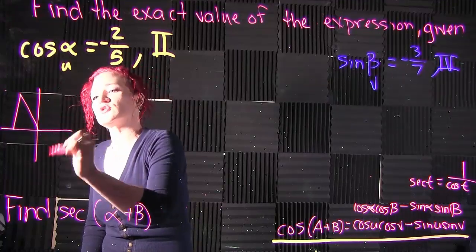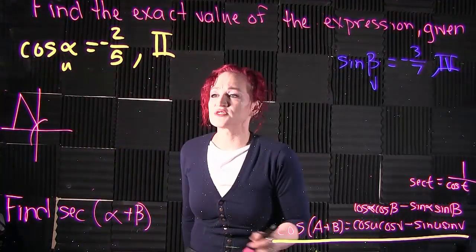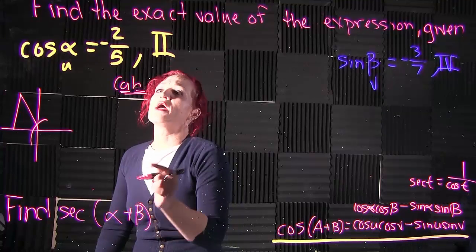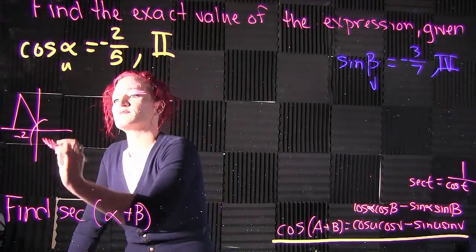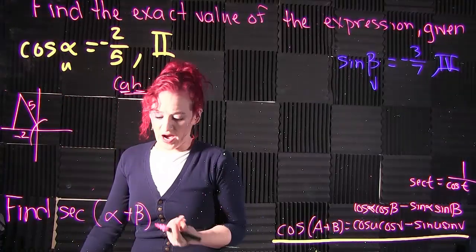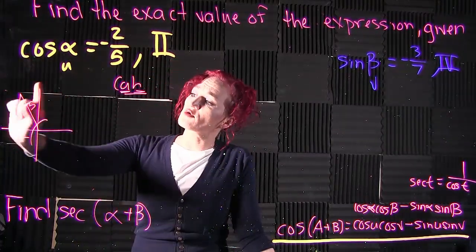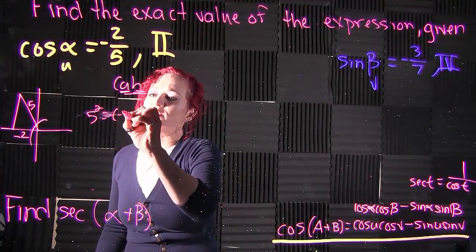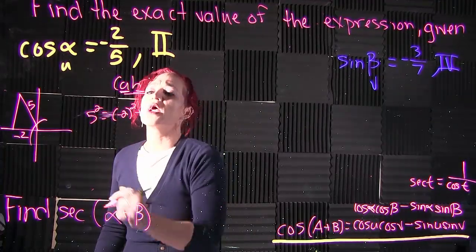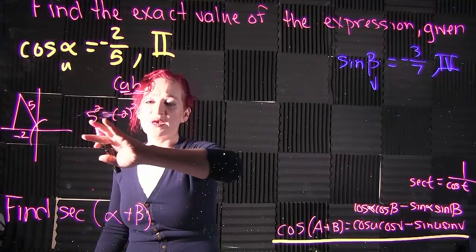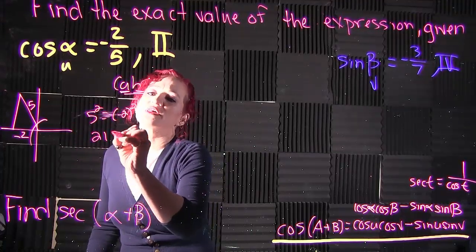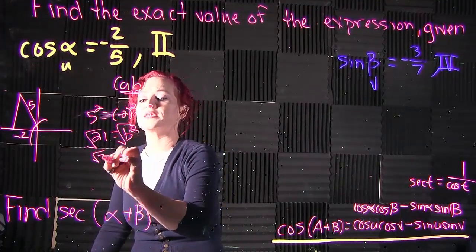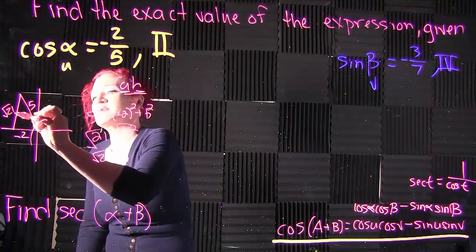So quadrant 2 is this quadrant right over here. Since cosine is adjacent over hypotenuse, negative 2/5 means the adjacent is this part right here, negative 2, and the hypotenuse is 5. We need to use the Pythagorean theorem to find the missing side of the triangle. So 5 squared is equal to negative 2 squared plus b squared. That gives us 25 minus 4, which is 21, equal to b squared. Take the square root of each side, and b is equal to the square root of 21. That's the missing side right over there.